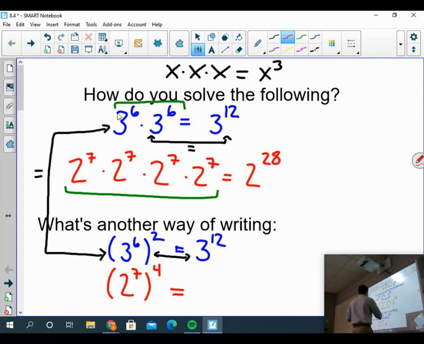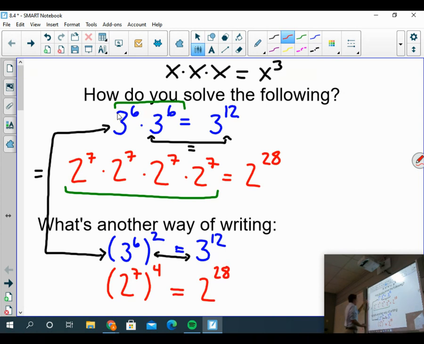By that same logic, looking up here, we know that 2 to the 7th times 2 to the 7th times 2 to the 7th times 2 to the 7th is the same thing as 2 to the 7th to the 4th. And we know that 2 to the 7th times 2 to the 7th times 2 to the 7th times 2 to the 7th is 2 to the 28th. Therefore, 2 to the 7th to the 4th is also 2 to the 28th.